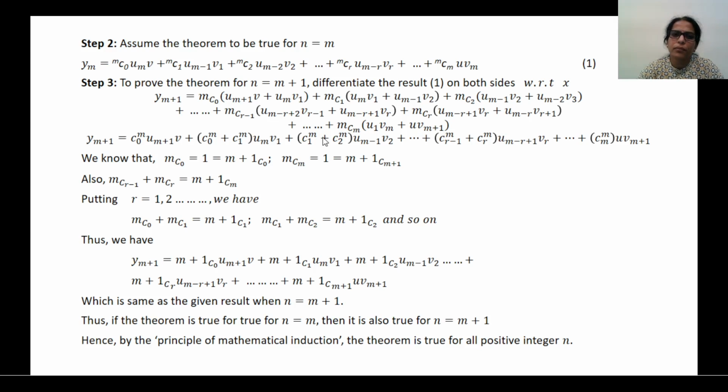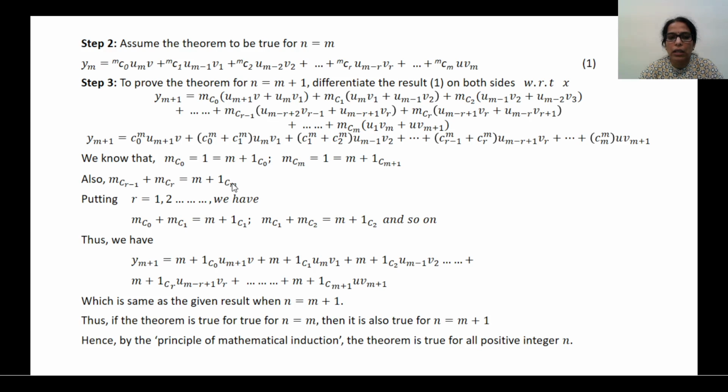We know these results. That is, mC0 combination is equal to 1, and again (m+1)C0 value is also equal to 1. And mCm value is 1, and (m+1)C(m+1) value is also 1. And we also know this result: what is that? mC(r-1) plus mCr equals (m+1)Cr.